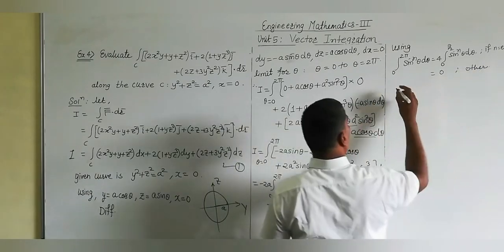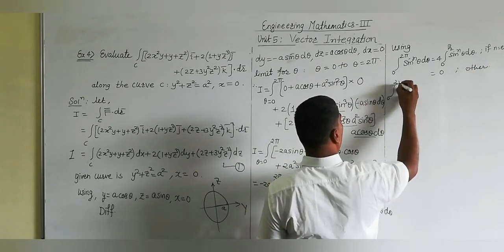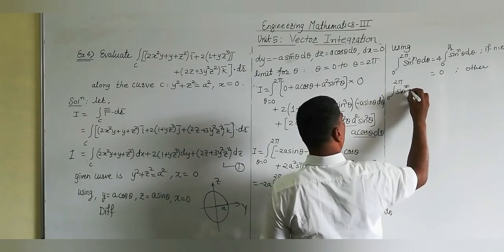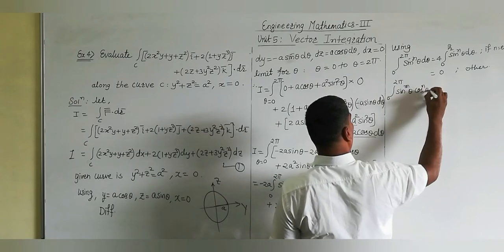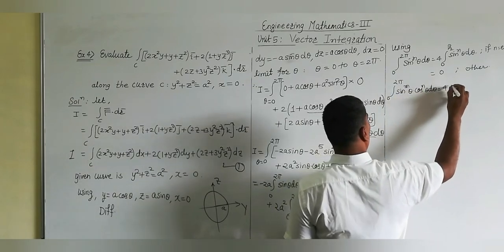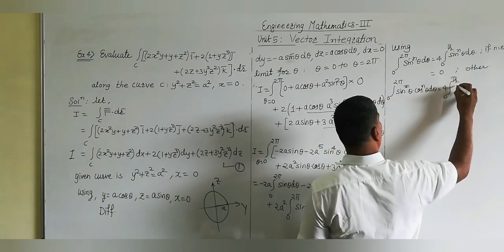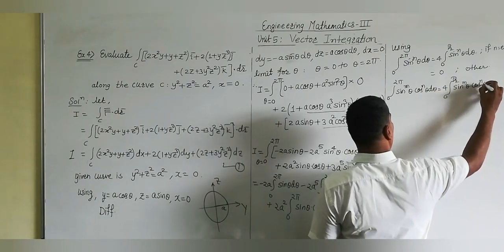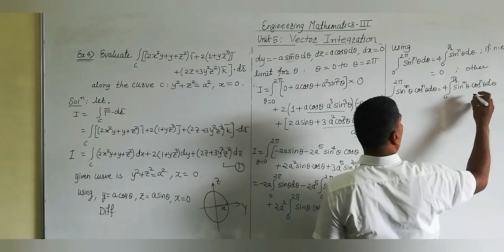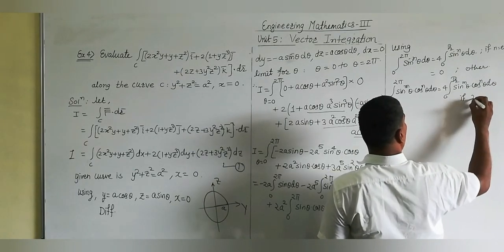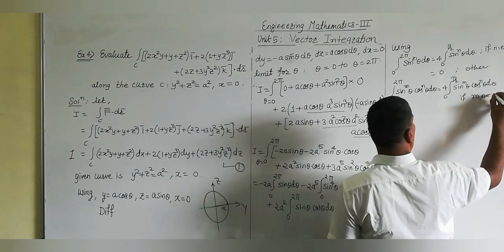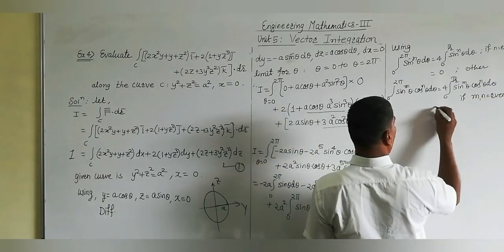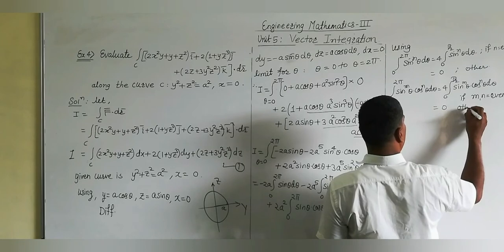So this is one formula, and another formula is integration 0 to 2 pi sine raised to m theta into cos raised to n theta d theta. This becomes 4 times integration 0 to pi by 2 sine raised to m theta into cos raised to n theta d theta if m and n are both even, and this is equal to 0 otherwise.